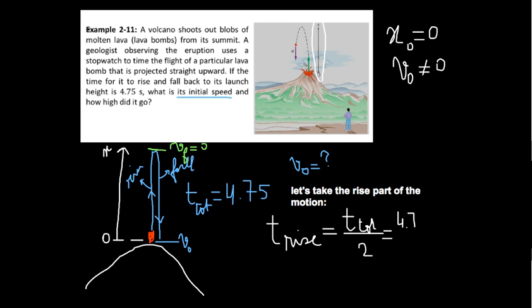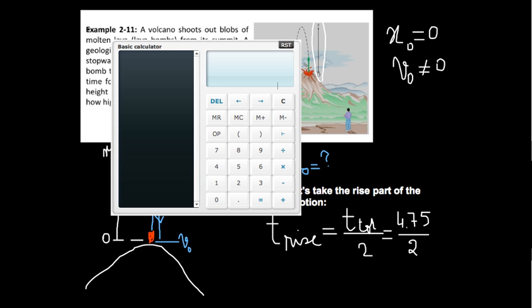So the rise motion goes from v0, which I need to find, and reaches the point where it stops, so the v final there is 0. Okay, so this would give me a value of 4.75 divided by 2, which is 2.375 seconds. So this is going to be 2.375 seconds.